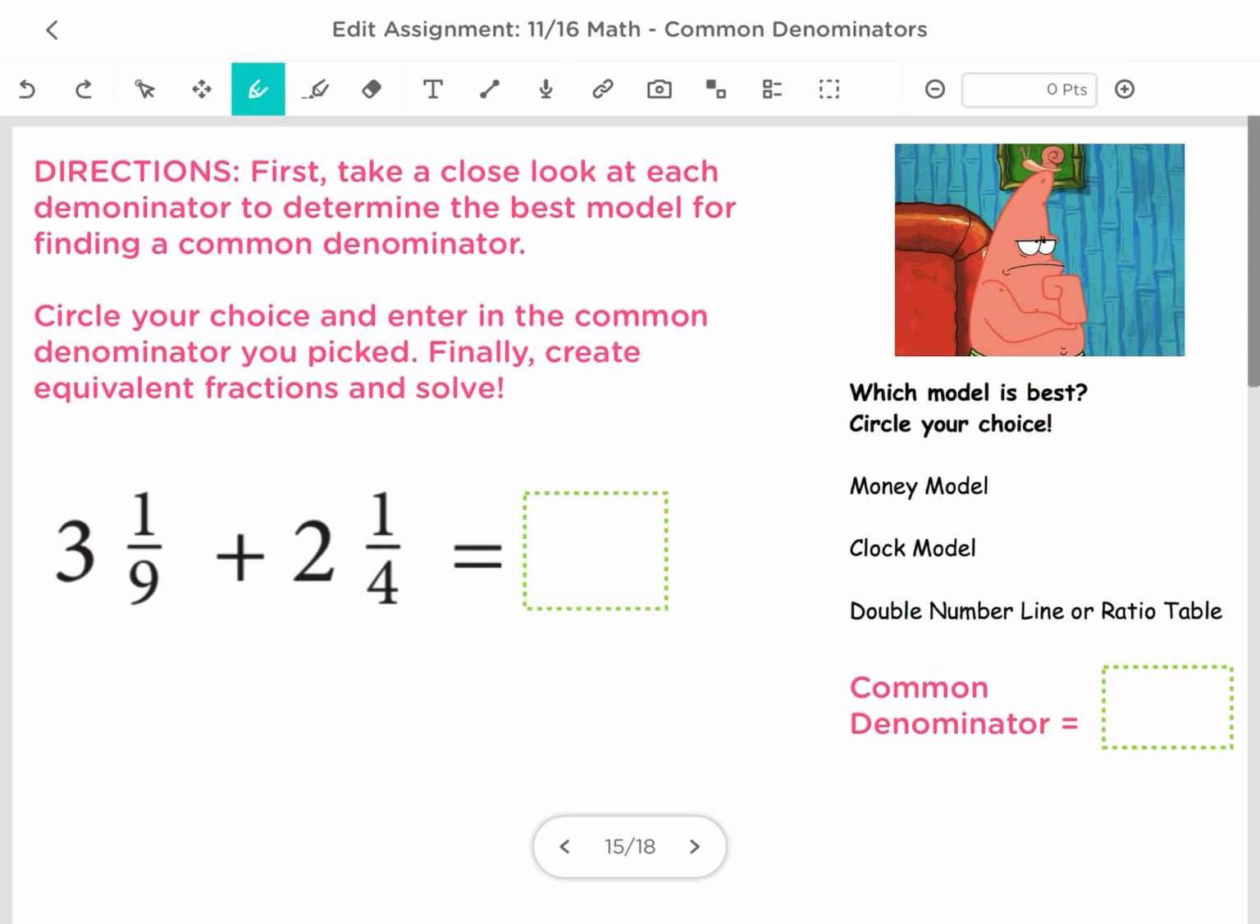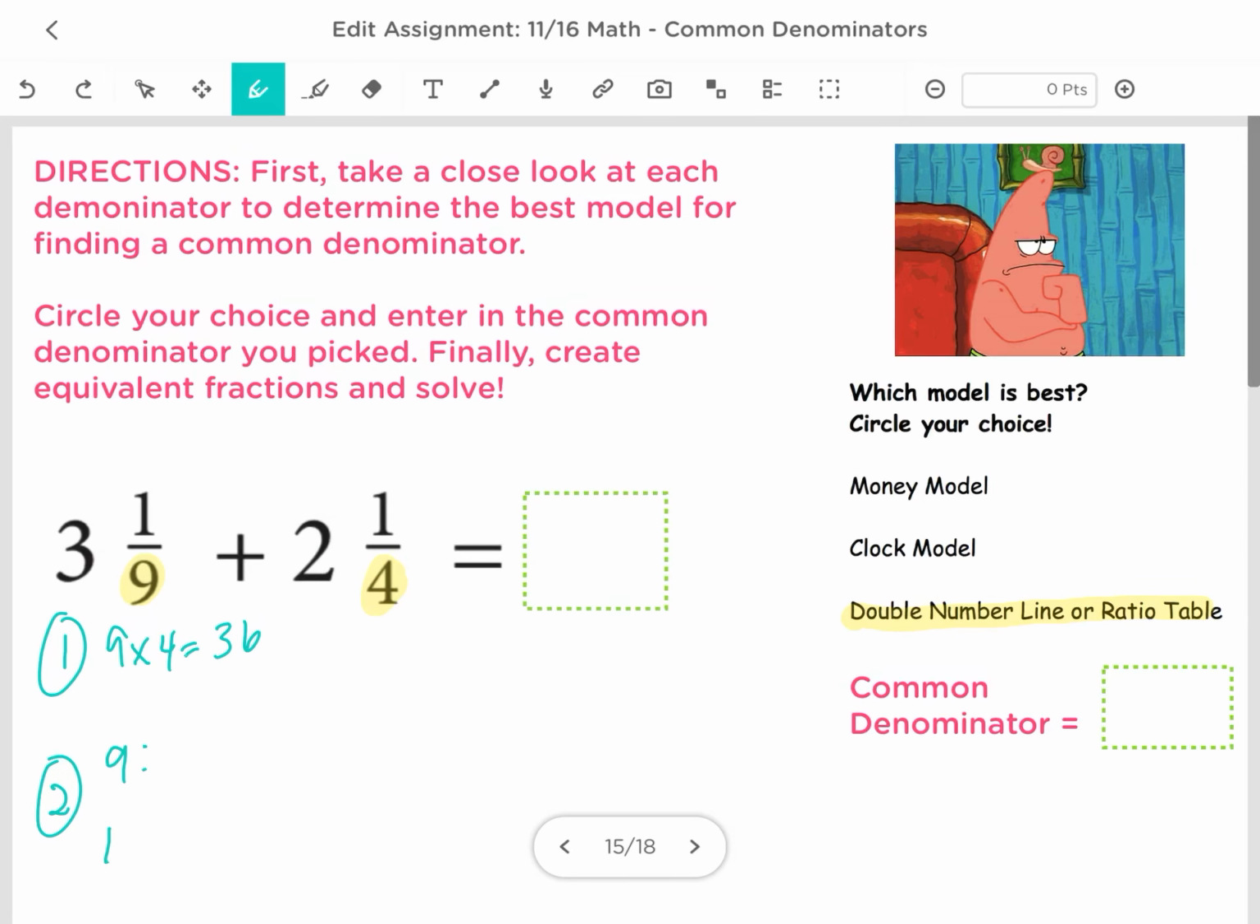We've got 3 1/9 plus 2 1/4. Now 4s can be used for money, for clock. You can use 4ths everywhere. But 9, we cannot. So we have to use our double number line or ratio table. So let's work with the ratio table. My first job is to find common denominators. So I'm going to multiply 9 by 4, and I get 36. So that is one common denominator I could use.